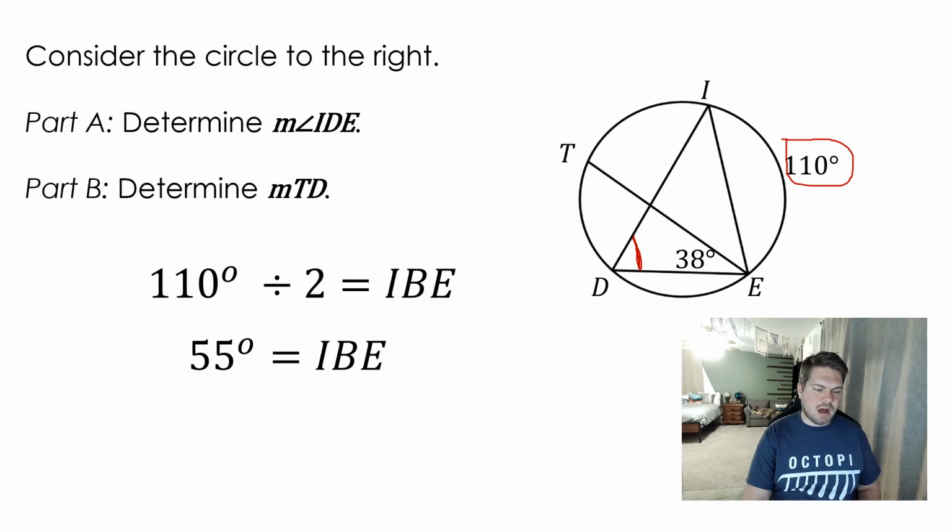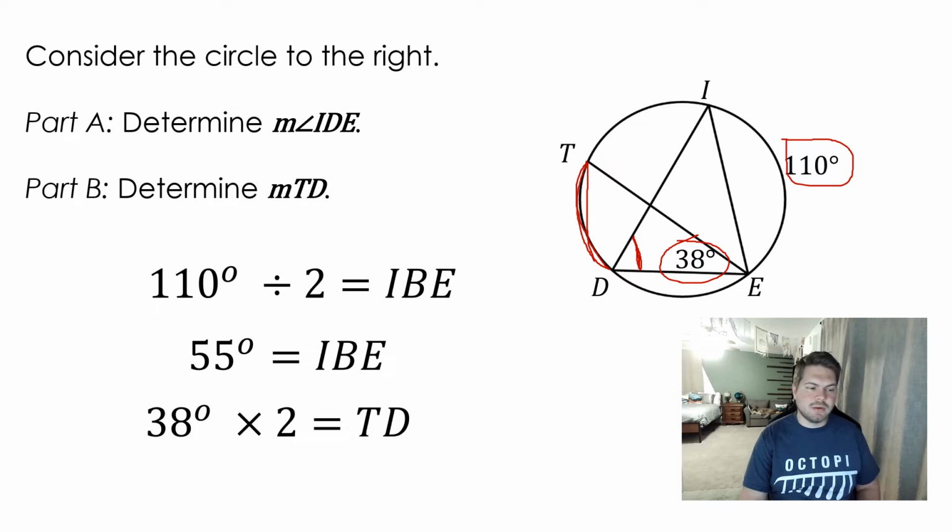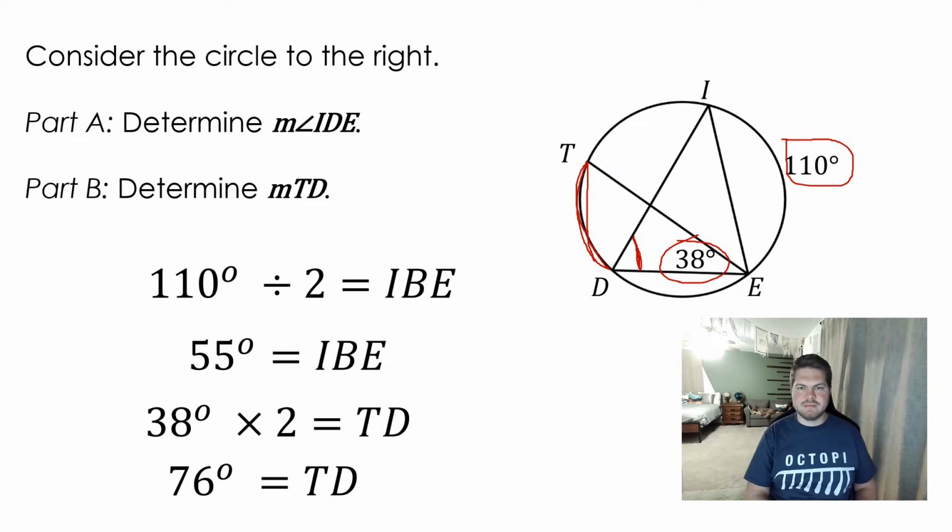All right, now we're doing the opposite. We're looking for TD, and we are given this angle right here. Once we plug those in, instead of dividing by 2, we're going to multiply by 2. And then we get that TD is 76 degrees. All right, let's try another one.